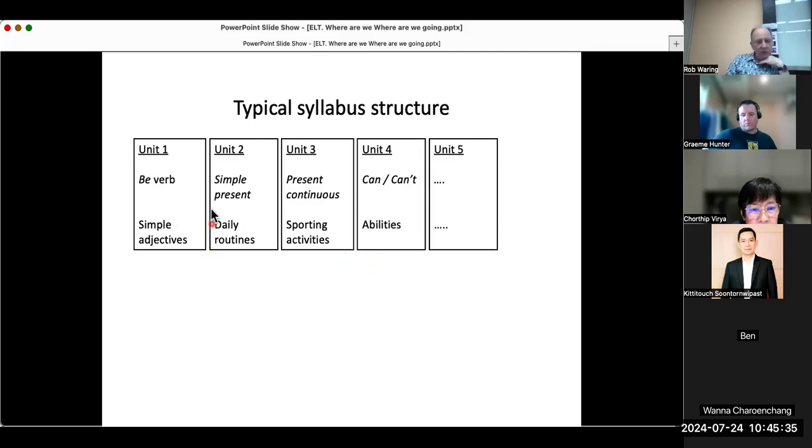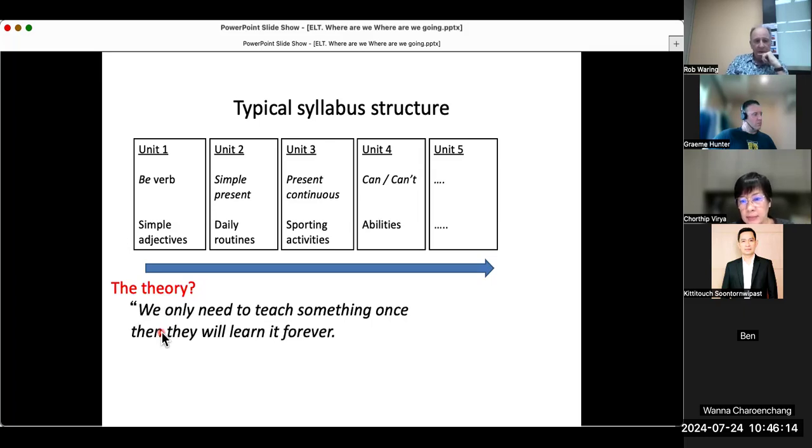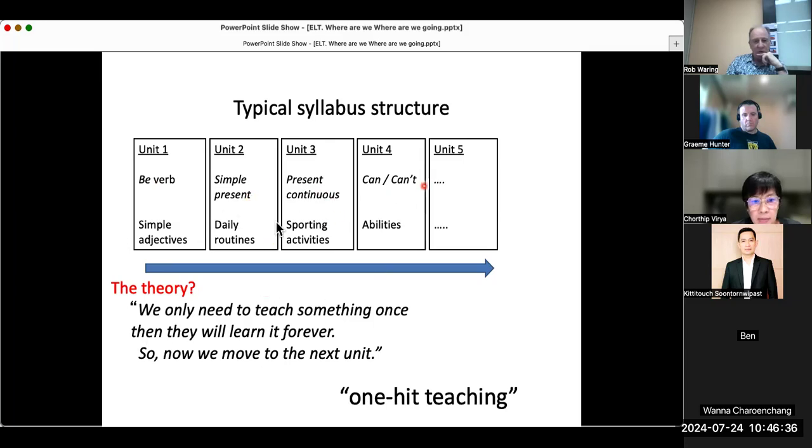So what you see here, you'll notice that these daily routines, this vocabulary here, will not come again later in Unit 5 about health. These sporting activities will not come again in Unit 11, which is about, say, technology. So what we have here is a linear, one-direction syllabus. And what it's saying is, we're teaching the be verb, we're teaching the simple adjectives, we will not recycle them, except maybe in a review unit, minimal recycling. We will not revise them because we only need to teach something one time. And because we've taught it, we don't need to recycle it, and therefore they've learnt it forever. So now we can move to the next unit. So this is the predominant design of most course books. And I call this one-hit teaching. Teach and drop, teach and drop, teach and drop, right?